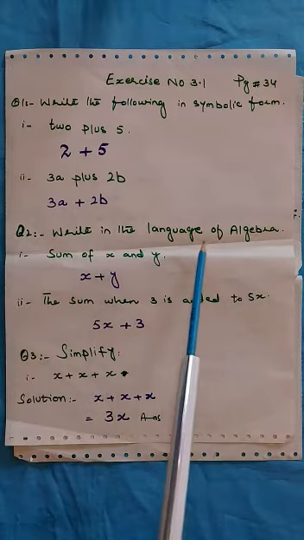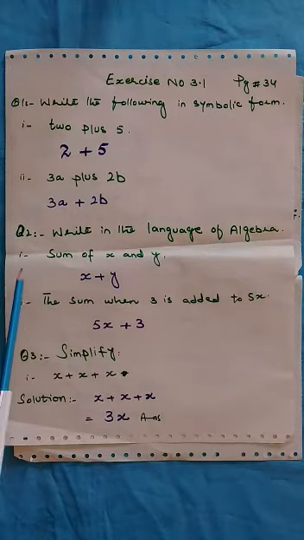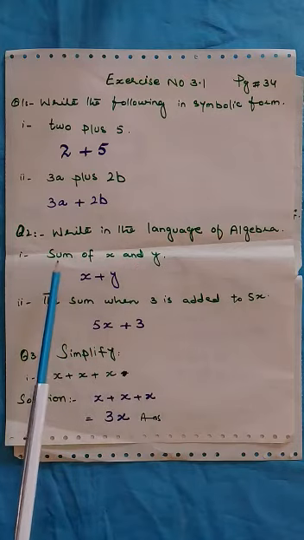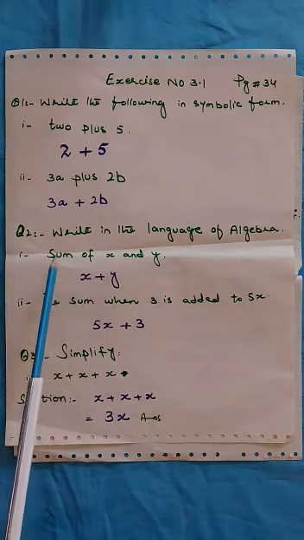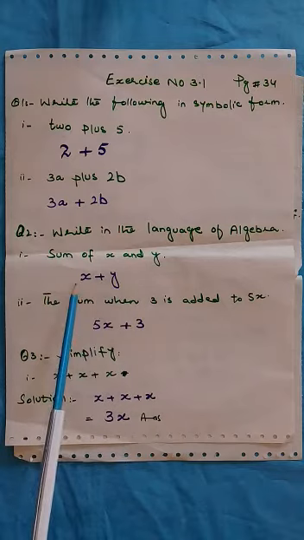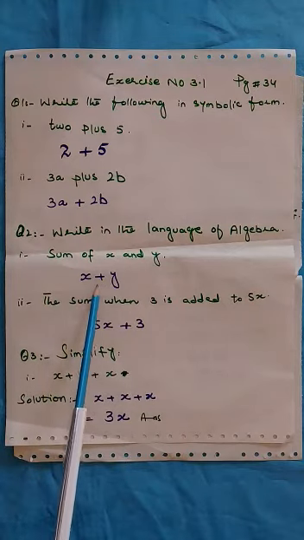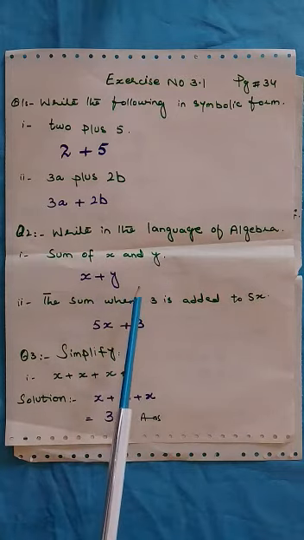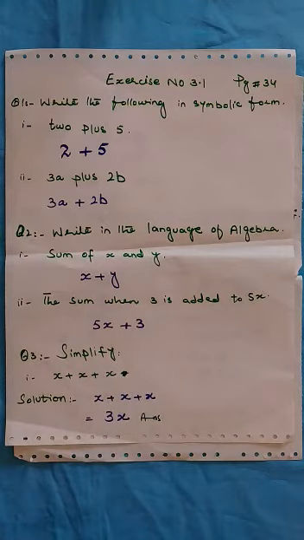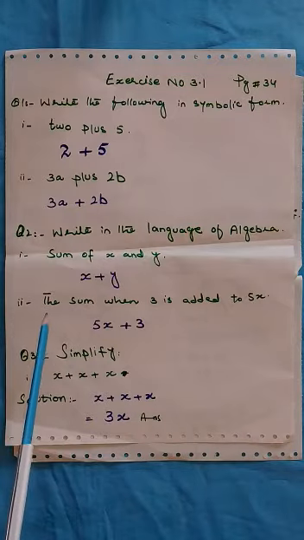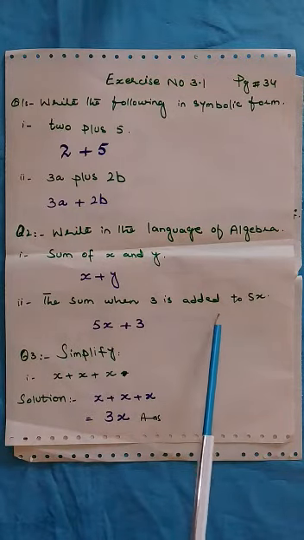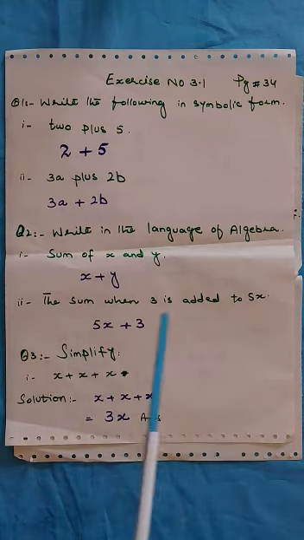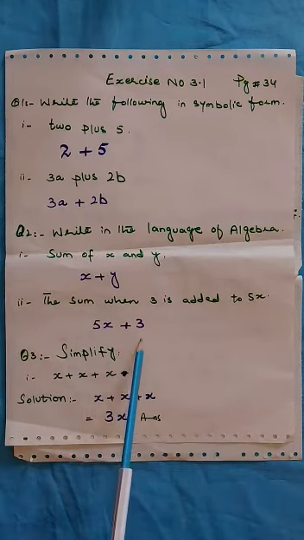Now question number 2. Write in the language of algebra. Part 1. Sum of x and y. Sum means addition. So sum of x and y, we can write as x plus y. It is an algebraic language. Part 2. The sum when 3 is added to 5x. So 5x, added, the sign of plus and 3.